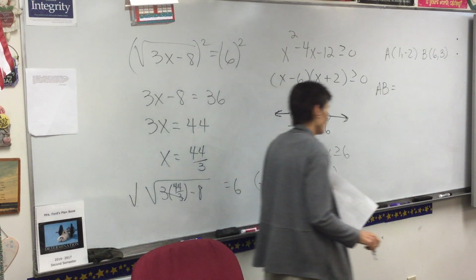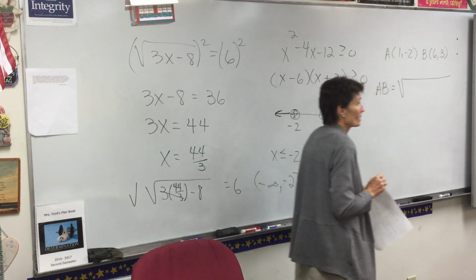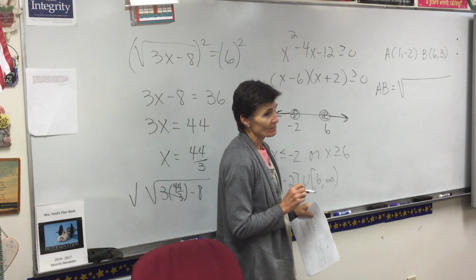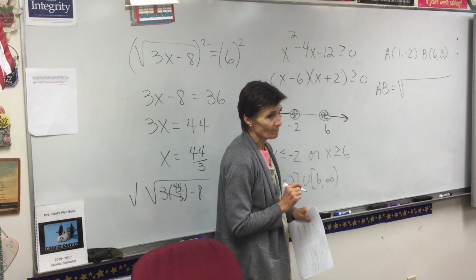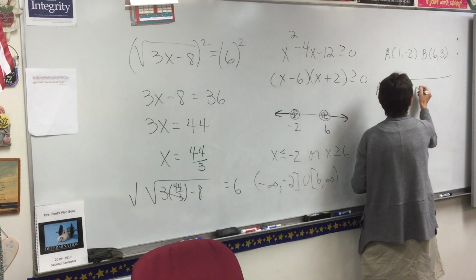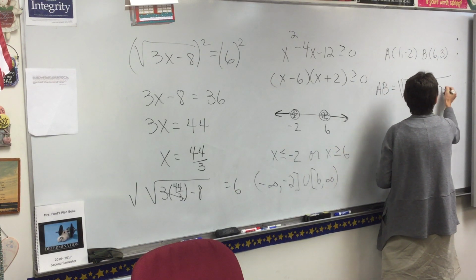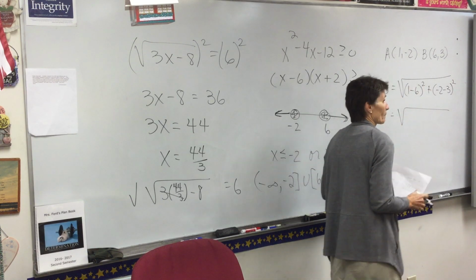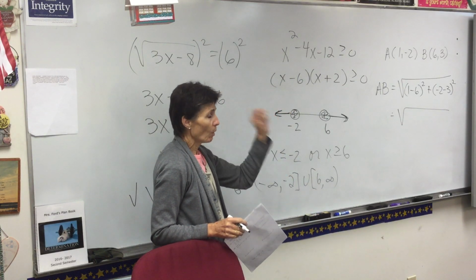That's a distance problem, so that's going to be a radical. And to do the distance, we practiced this thousands of times, it feels like. To do the distance, what do we do? Subtract the x's, so (1 minus 6) squared plus (negative 2 minus 3) squared. So remember, you're doing x minus x and y minus y.